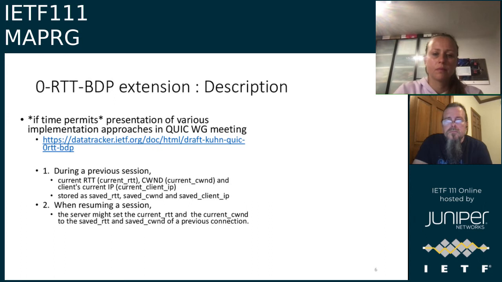So this is what I said earlier on. We have a draft that specifies an extension to QUIC, which is called zero-RTT BDP. What it does is that during the previous connection, the client's RTT, the current congestion window, and the client IP are stored, and then they can be re-exploited for the next connection.